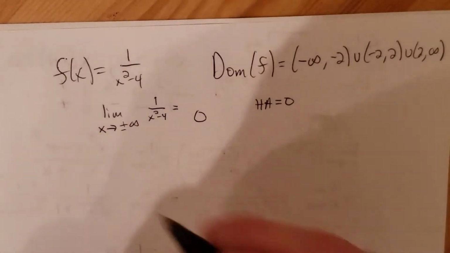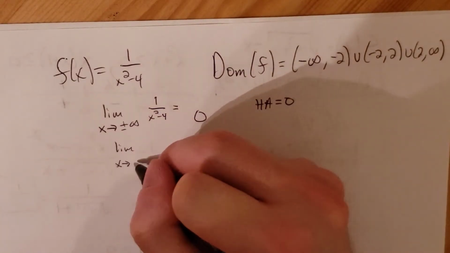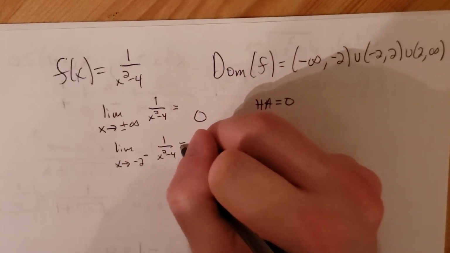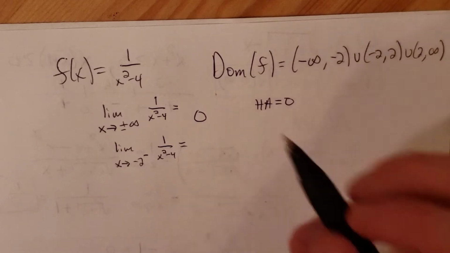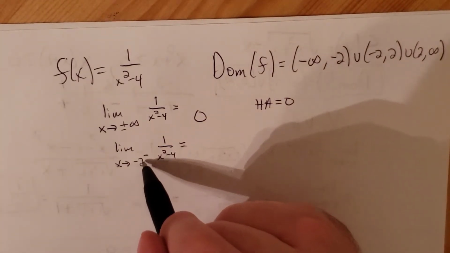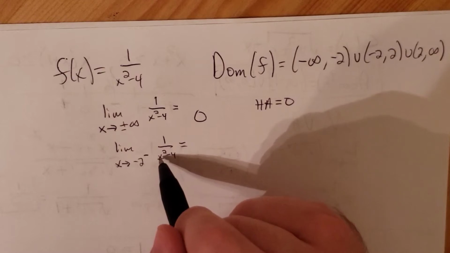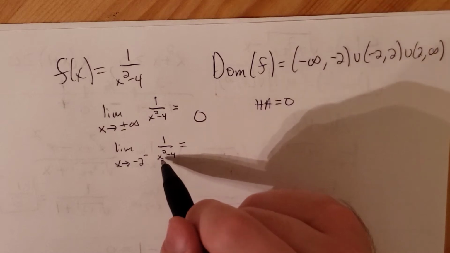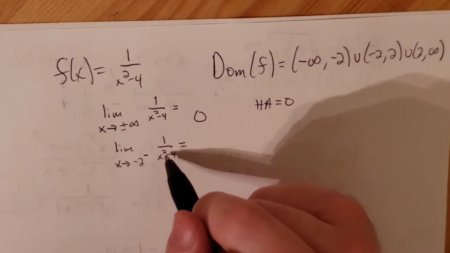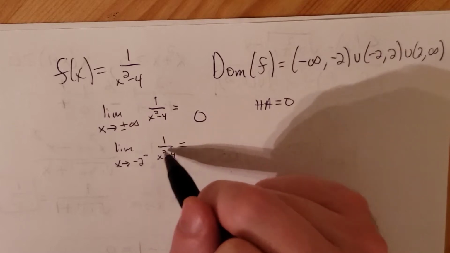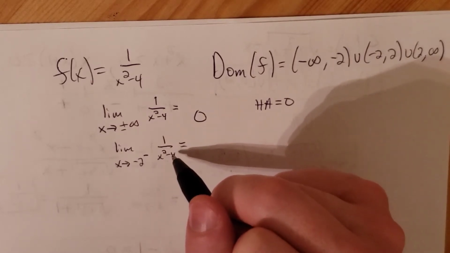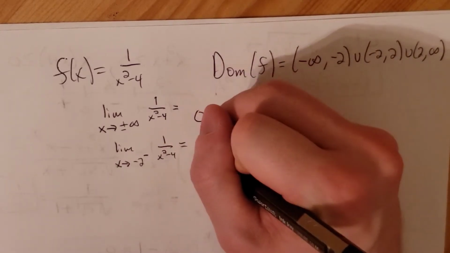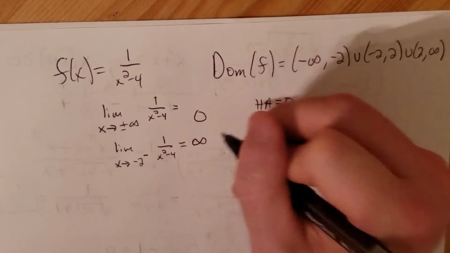For vertical asymptotes, we want to notice the limit as x goes to -2 from the left of this function, x squared minus 4. What does that approach? If we have -2 from the left, that means these are slightly bigger than 2, but more negative. The absolute value is slightly bigger than 2. So when we square it, we're going to get slightly bigger than 4. So this denominator is going to be positive, but approaching 0. 1 over something approaching 0 is either infinity or negative infinity, but since it was positive, this approaches positive infinity.